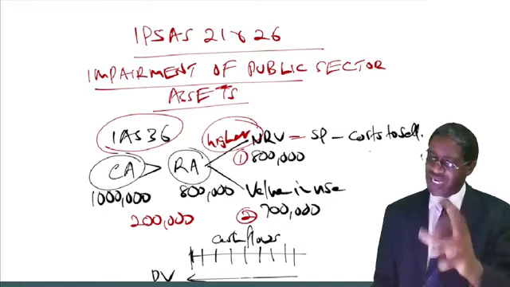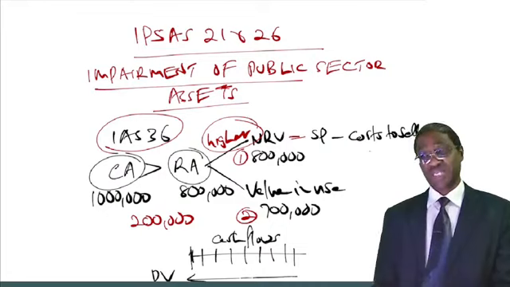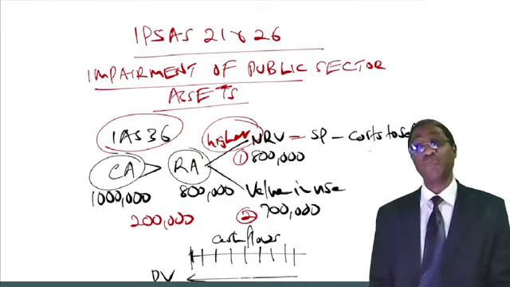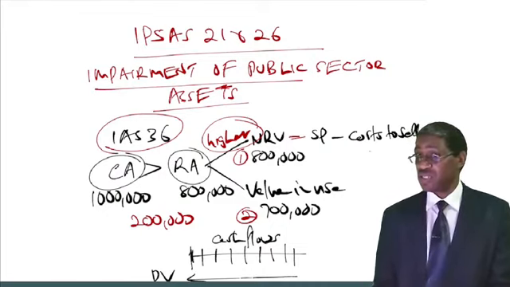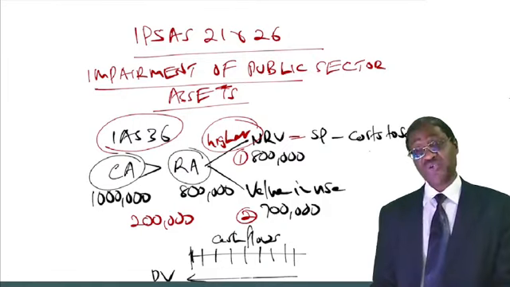For public sector entities, they have two accounting standards that cover the topic of impairment of their assets. We have IPSAS number 21 and IPSAS number 26.